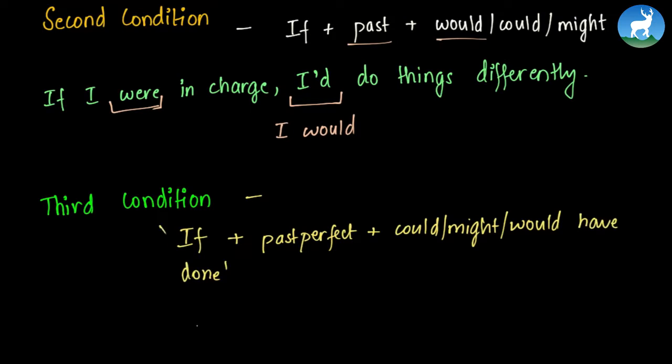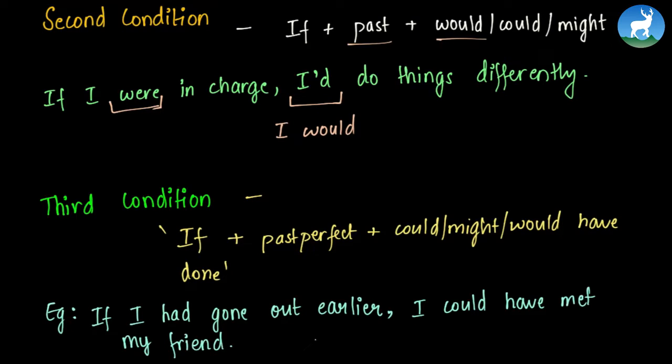So for the third condition, we have the sentence structure if plus past perfect plus could, might, or would have done. So an example for this condition is, if I had gone out earlier, I could have met my friend. So had gone is in past perfect form, and we've used could in the second clause, and have done is the similar form for have met. So if I had gone out earlier, I could have met my friend. So this is how we implement the third condition.